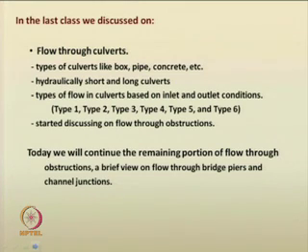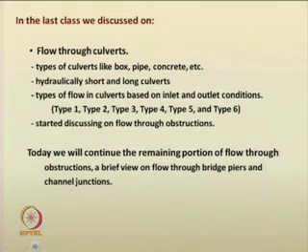In the last class, we discussed flow through culverts, the types of culverts like box culverts, pipe culverts, concrete culverts and so on. They were briefed in passing. We also discussed what is meant by hydraulically short and hydraulically long culverts, and the types of flow in culverts based on the inlet and outlet conditions and various parameters. We suggested that there are type 1 flows, type 2, type 3, type 4, type 5 and type 6, and we discussed them elaborately.